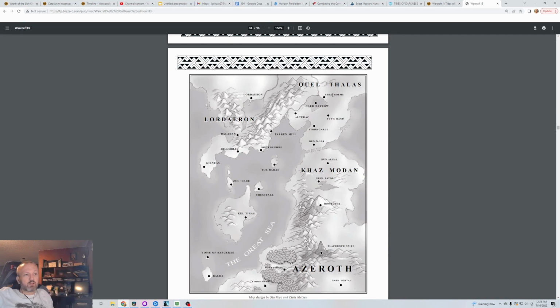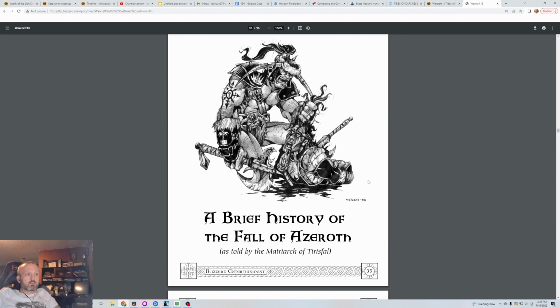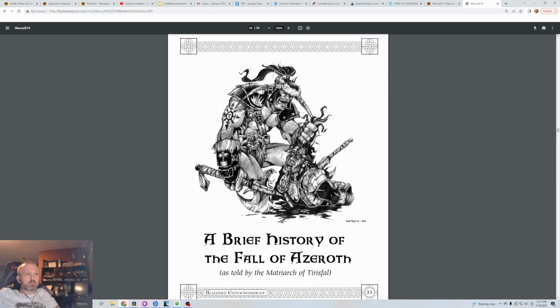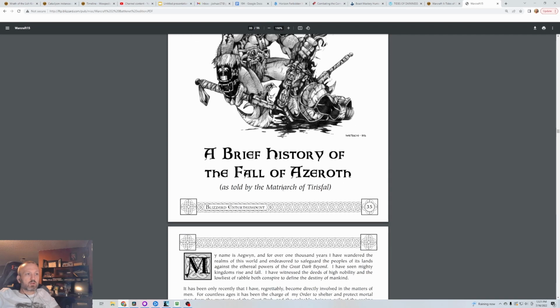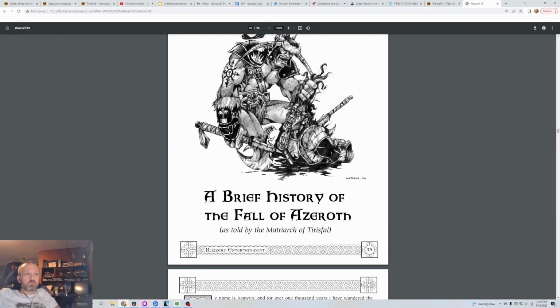There's Quel'Thalas where the elves are. So we're starting to involve the other races. Pretty neat. Okay, there's another picture by old Mr. Metzen. He's got an orc slicing the throat of a human, and we're going to read a brief history of the fall of Azeroth as told by the matriarch of Trisfal.